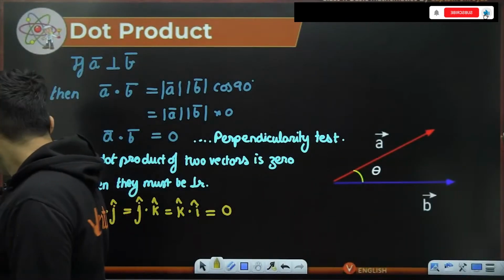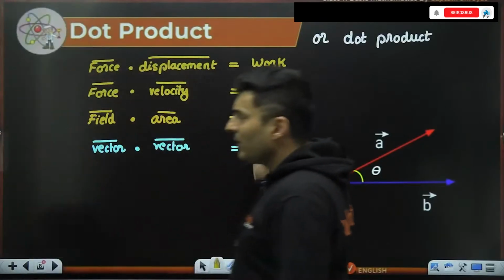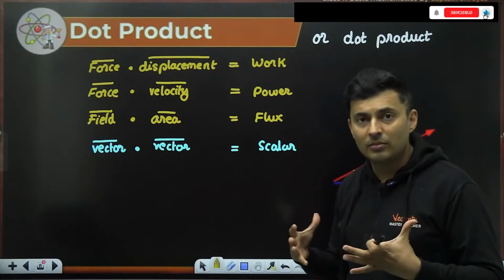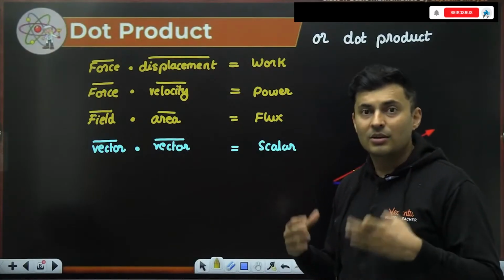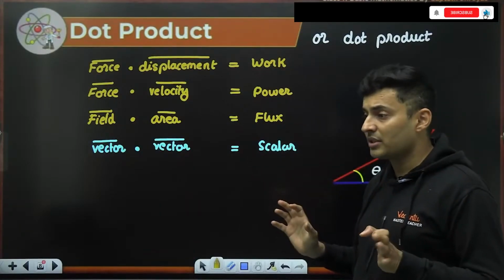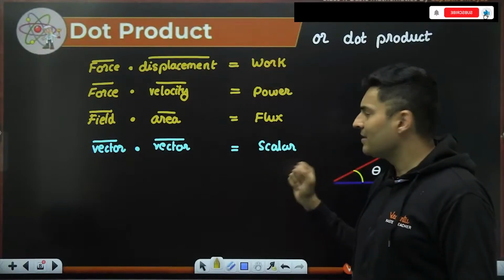Okay. So what it means in real is basically exactly this. When you are performing the dot product, it means you are making a system of rules which has to be followed by looking at these physical quantities. See, dot product did not come first. These quantities came.